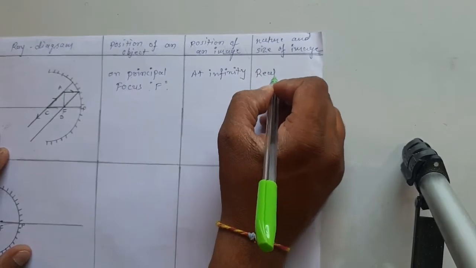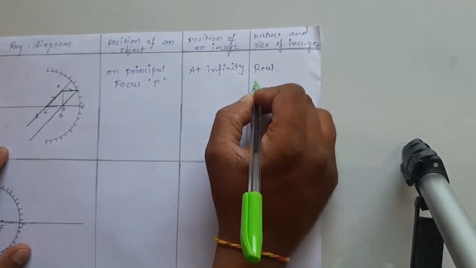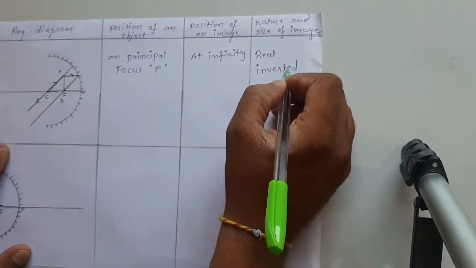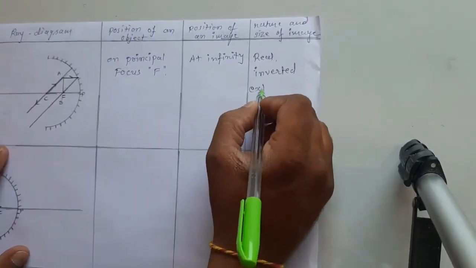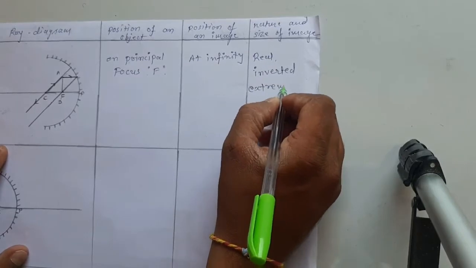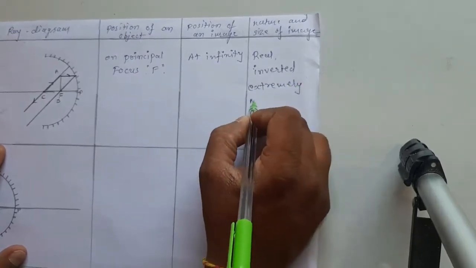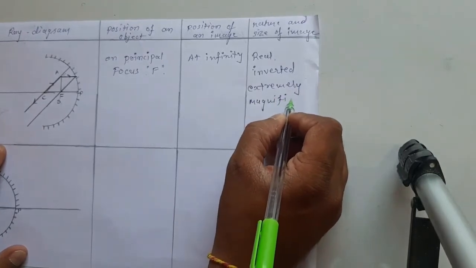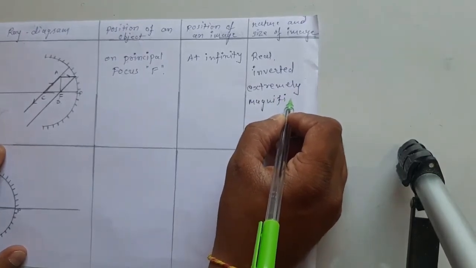How will our image be? Our image will be real, inverted, and extremely magnified, means it will be too much bigger.